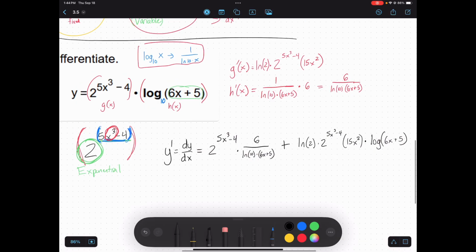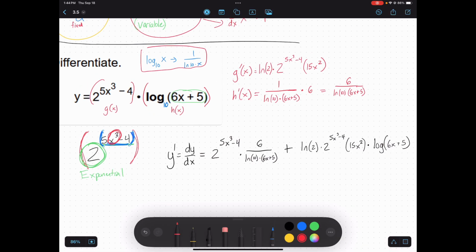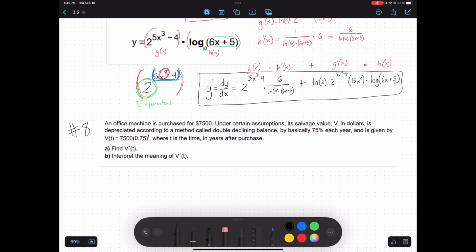So just to keep track of what we did there, here's my g of x. Here's my h prime of x. Here's my g prime of x. Here's my h of x. That's the product rule. So I used the product rule, but within that product rule, I had to find the derivatives of each of these pieces, and both of those required chain rule. Now, I could probably clean this up, but remember, with Pearson, you can go ahead and just input it just like this, and it'll still mark you correct.